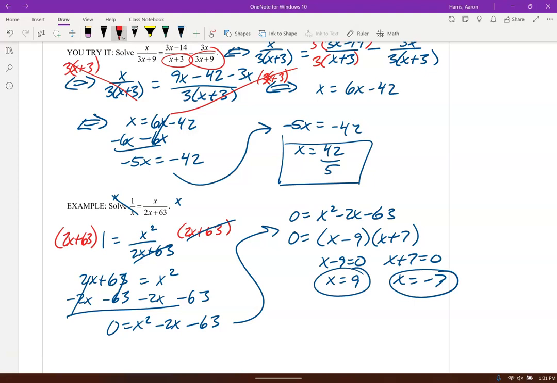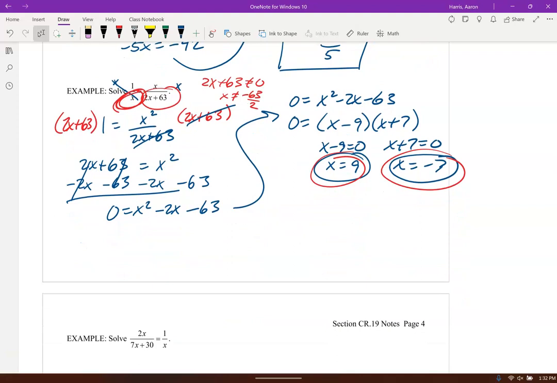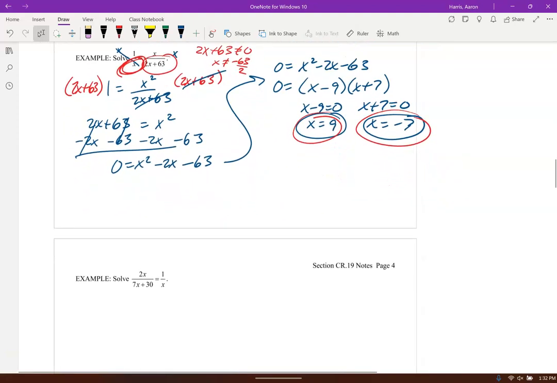I go to the original and I say, well, x can't be 0 from right there. And 2x plus 63 can't be 0. In other words, x cannot be -63 over 2 either. So both of these are fine, 9 and -7 on that. I'm going to have you guys try this one.